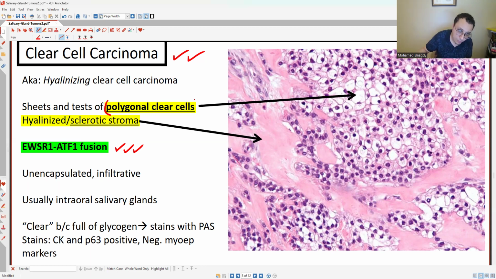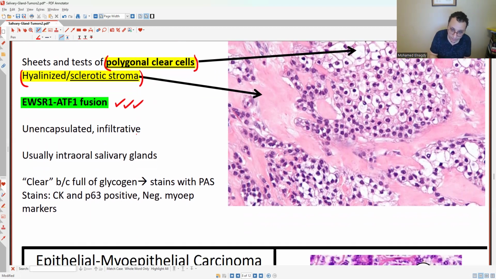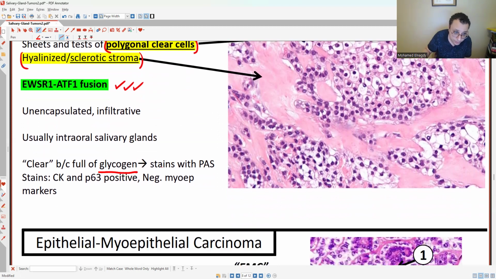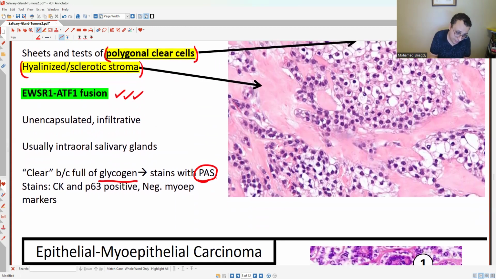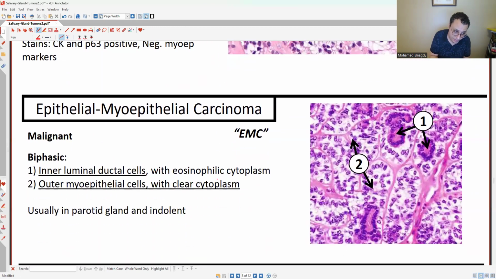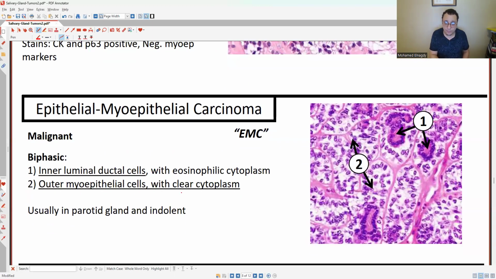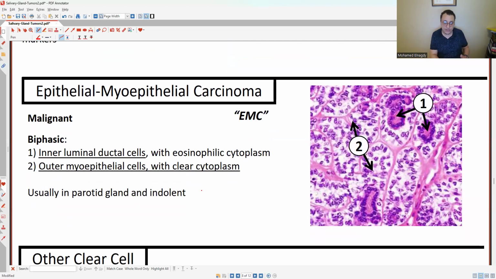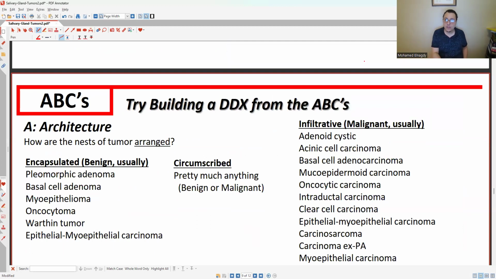You have the classic, of course, polygonal clear cells with clear cytoplasm and some intervening hyaline sclerotic stroma in the intervening area in between the clear cells. Clear cells are full of glycogen, and you can stain this glycogen with PAS as well. So that's the same as the other classic clear cell carcinomas that we saw elsewhere. Epithelial myoepithelial carcinoma, well, just read. Just read.